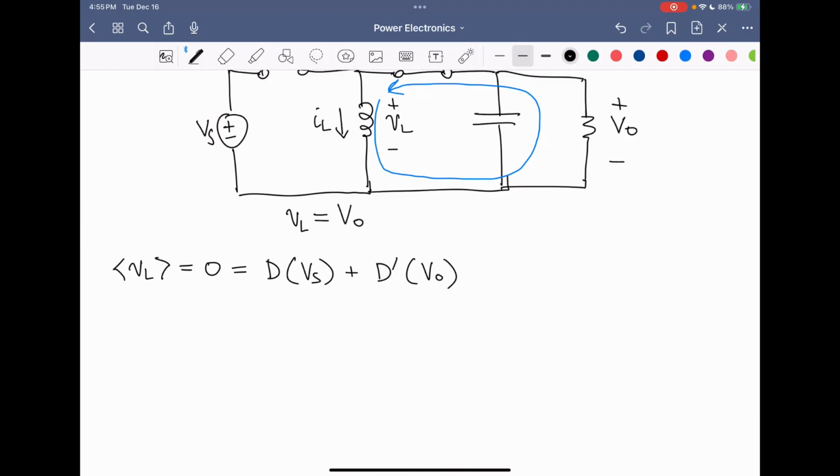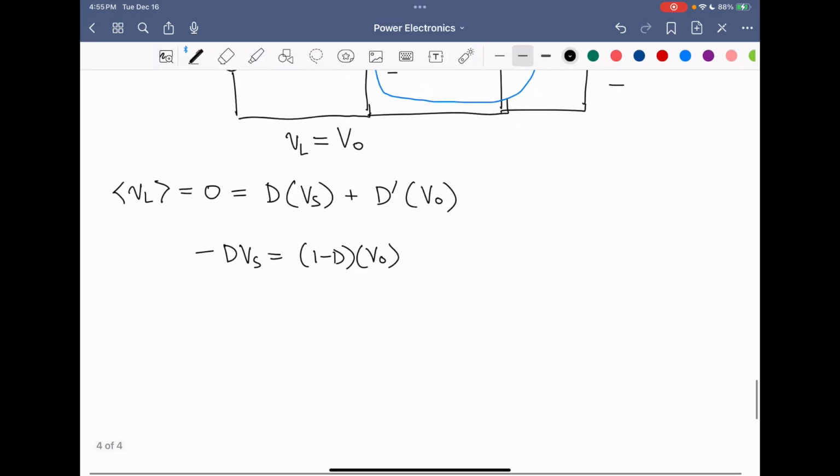Now we've derived the equation for the inductor volt-second balance, and we can use this equation to solve for the voltage conversion ratio. VO over Vs is the quantity that we desire. So we can move DVs to the left side, and we have 1 minus D VO on the right side. Now we're looking for VO over Vs. If we divide both sides by Vs as well as 1 minus D, we get that the conversion ratio is negative D over 1 minus D.